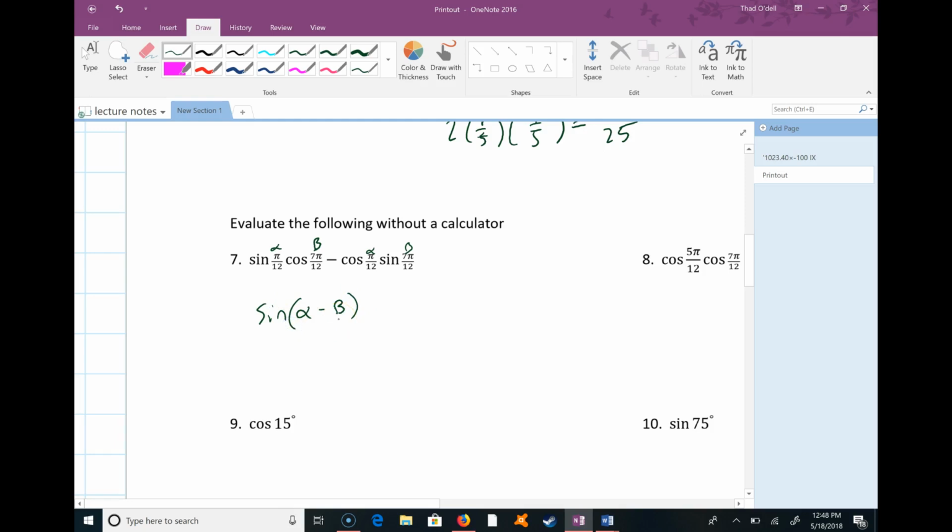Right? But of course, alpha is pi over 12, and beta is 7 pi over 12. So then what I'm really doing here is taking the sine of negative 6 pi over 12, which of course is negative pi over 2. And sine of negative pi over 2 is negative 1.